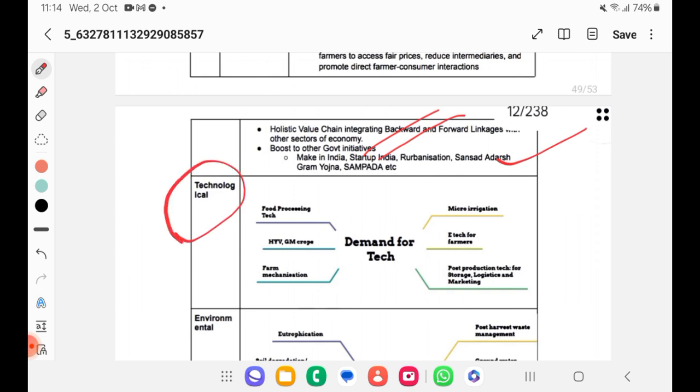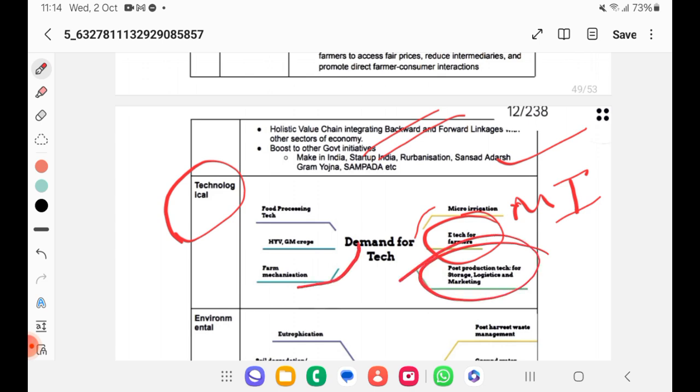Then technologically, whenever you talk about technology, you should be talking about the micro irrigation part. First thing, micro irrigation. E-tech for farmers. Then post-production technologies like storage, transportation, logistics, market, all these things. Farm mechanization is important. Then HYV and GM crops. Then we have food processing industries.